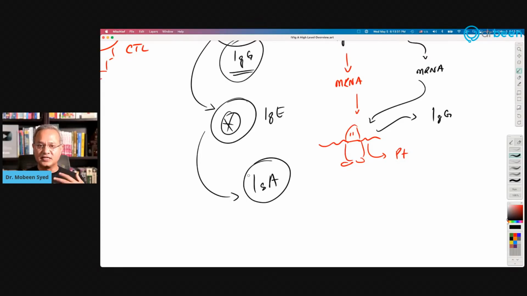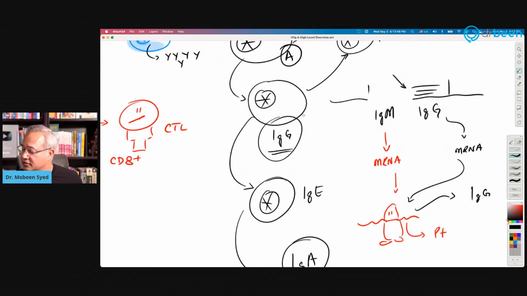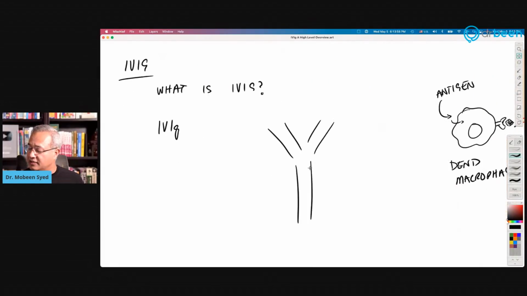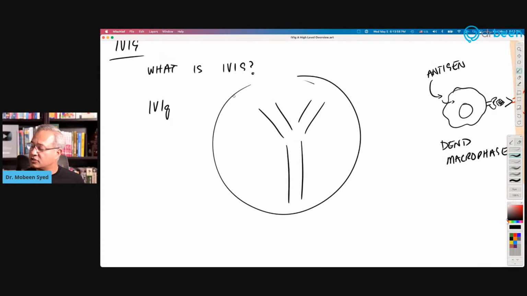So the end result is that as an antigen, for example, nowadays SARS-CoV-2, enters our body, we create defenses inside the blood, inside the interstitial tissues or the tissues of our body, and on the surfaces. And we try to protect ourselves from all sides. This is the basic idea of the importance of IgG. So now let's talk about the importance of IVIg.